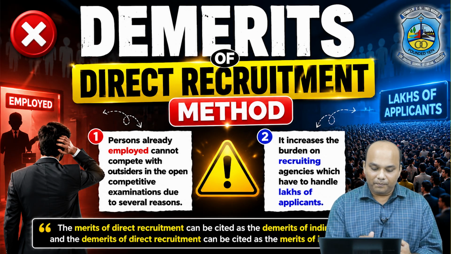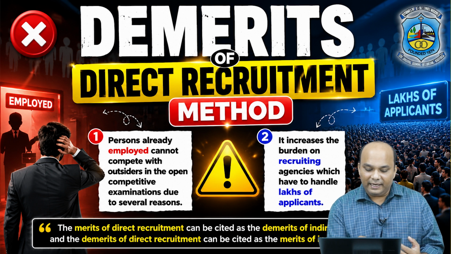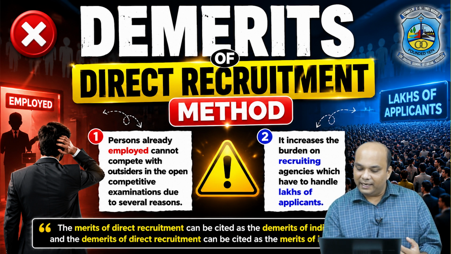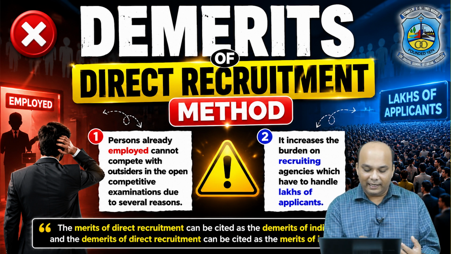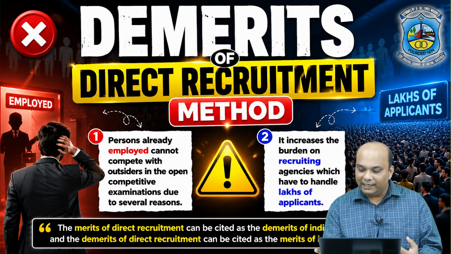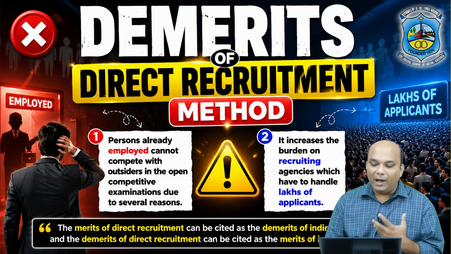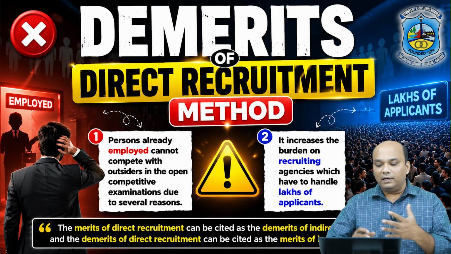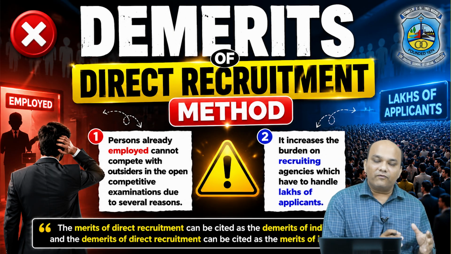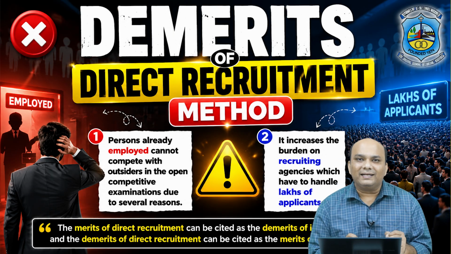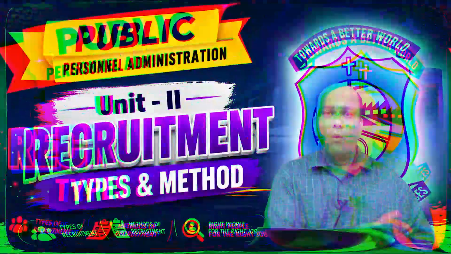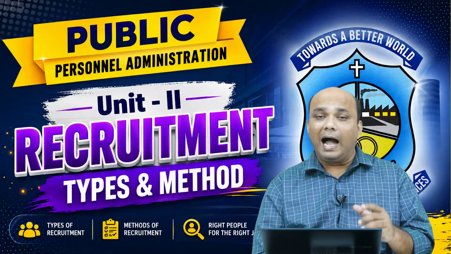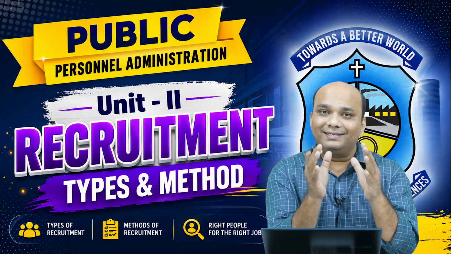Next, finally, I must say the merits of the direct recruitment system can be cited as the demerits of the indirect recruitment, and the demerits of the direct recruitment can be cited as the merits of the indirect recruitment. So you have seen that this very important type of recruitment system has a number of merits and demerits. Basically, it becomes very important what type of subject matter you have. Accordingly, you need to choose the system.